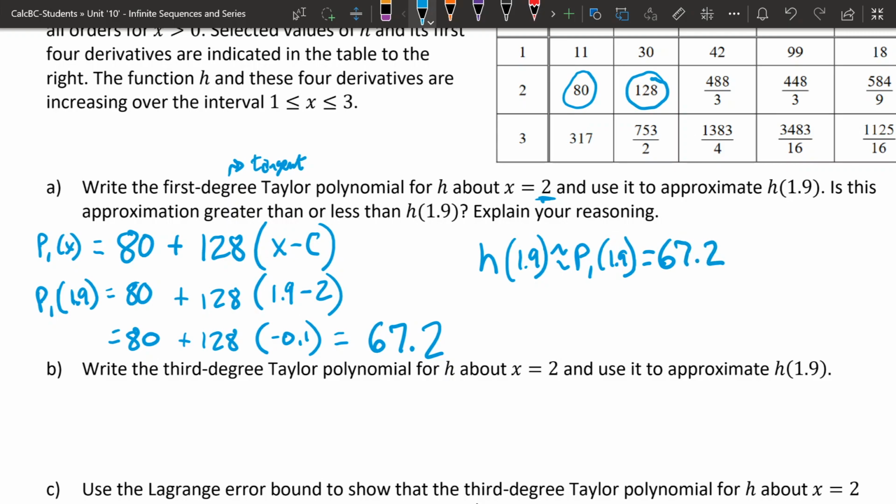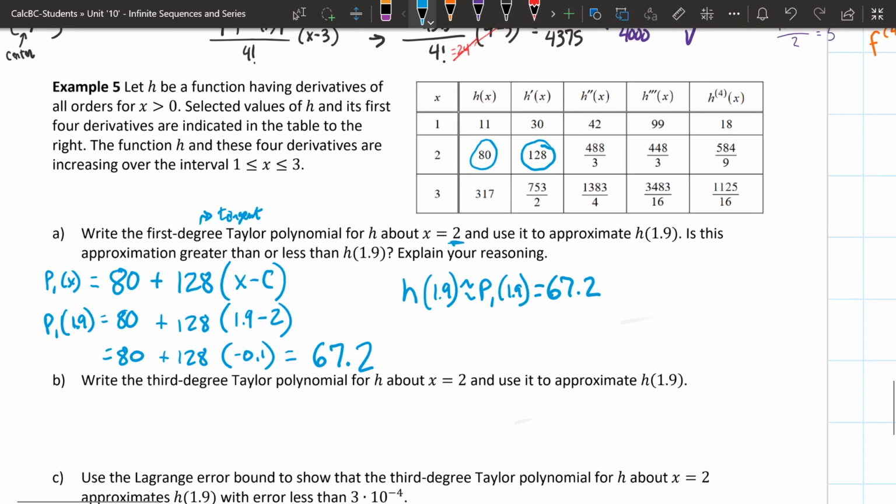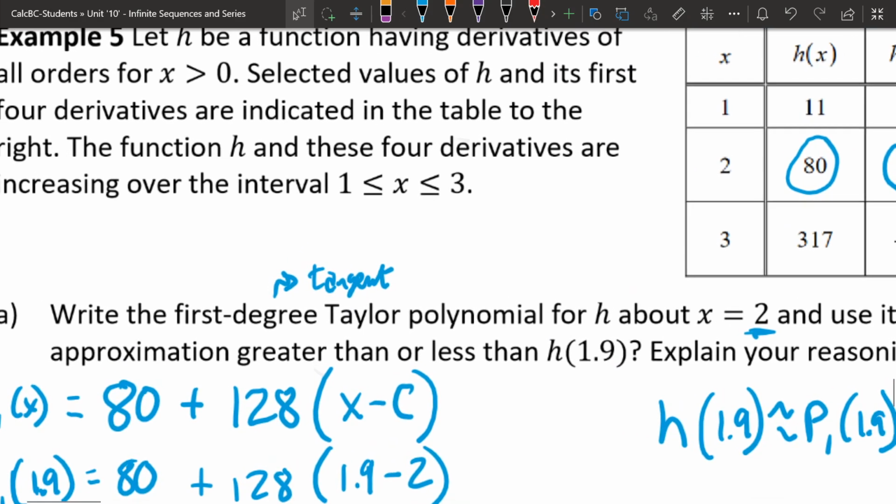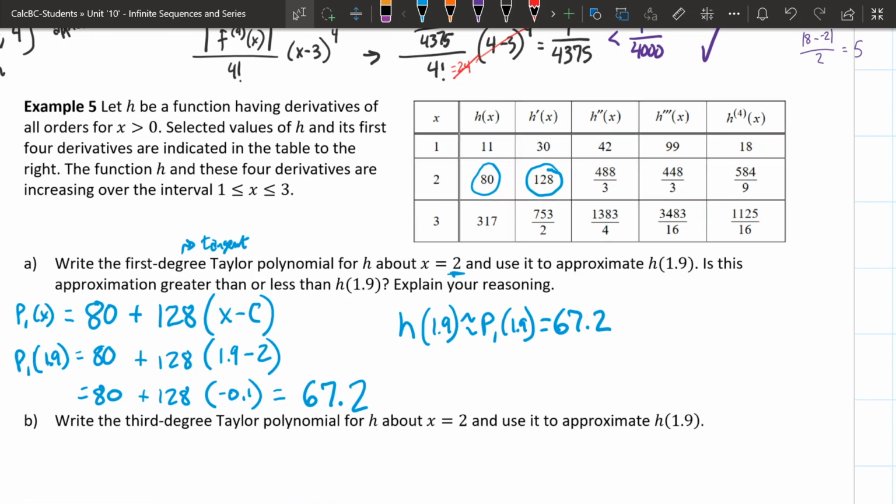All right, then in the second part, they ask, is this approximation greater than or less than h of 1.9? We don't have a graph. We don't have an equation that we can put into our calculator. So we're going to have to rely on our second derivative test to look at concavity. It does say that our function is increasing over that interval, so we know it's getting bigger. If we can show that it's concave up, then we can show that we've got an underestimate.